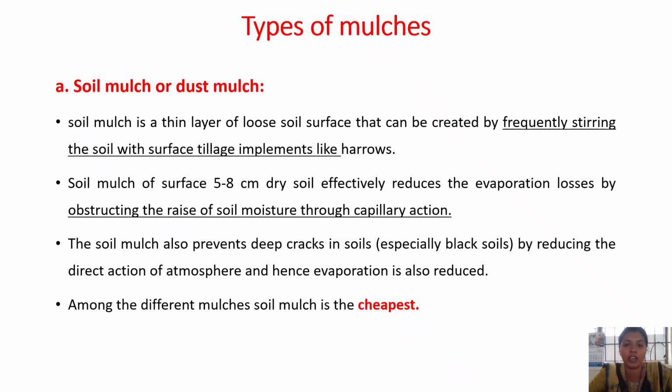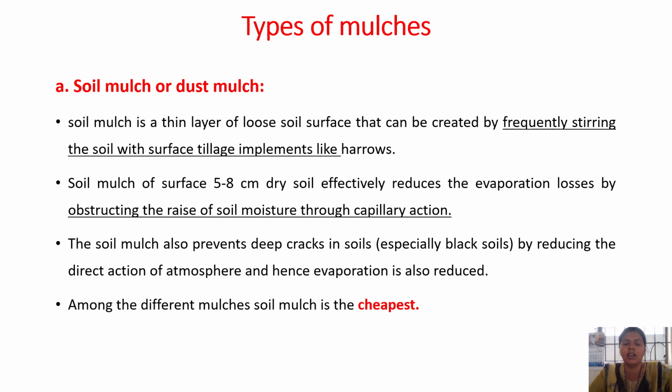First type is soil mulch or dust mulch. This is the basic method and one of the cheapest methods of mulching, because in soil mulch, the topsoil alone is stirred. Farmers stir the topsoil alone with the help of harrows, so that the top surface, around 5 centimeters of the soil, becomes dry, and the capillary movement of water gets disturbed. Since the capillary action is disturbed, evaporation will be controlled to some extent.